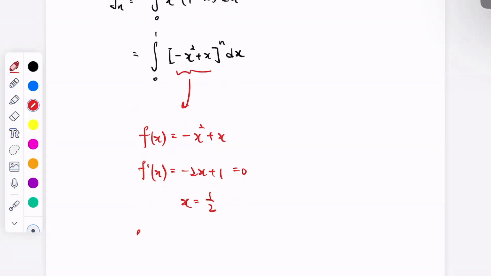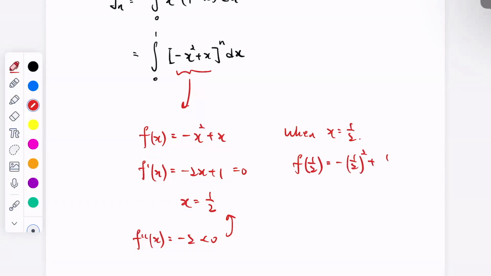And this should be a maximum, because if I differentiate it further, it will be negative 2, which is smaller than 0. So that means when x is 1/2, f(1/2) should be the maximum point. Let's see what the maximum point is. In this case, it will be negative 1 over 4 plus 1 over 2. The maximum point is 1 over 4.